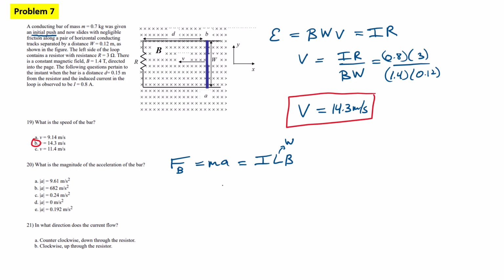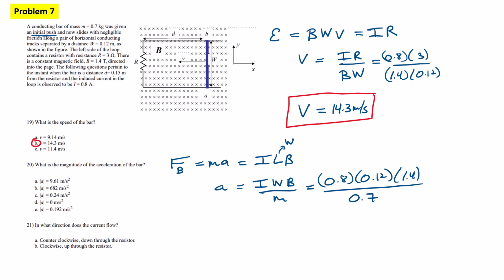We want to solve for acceleration, so this expression is going to be I, W multiplied by B, divided by the mass. We know everything in this expression: 0.8, my width is 0.12, the magnetic field, again, 1.4 Tesla, and the mass of the bar is given in the problem statement, 0.7 kg. Go ahead and substitute. You're going to get that the acceleration for this problem should be 0.192 meters per second squared. That corresponds to choice E.